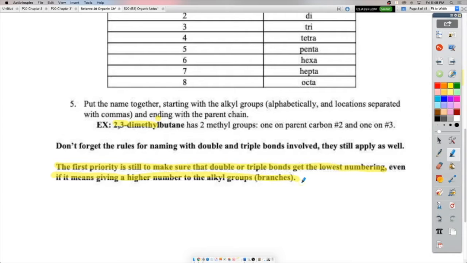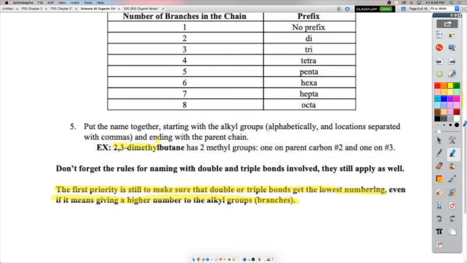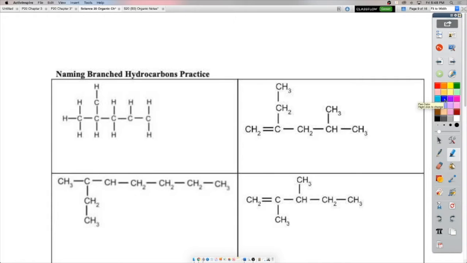We're adding one more layer today, and that's just how to name it if there are branches. But everything else is still there from yesterday. This isn't a new thing. We're just kind of adding a new tool. So let's practice some naming.